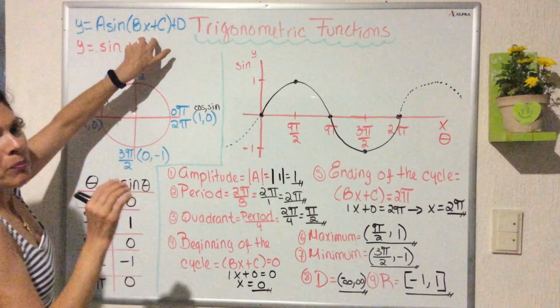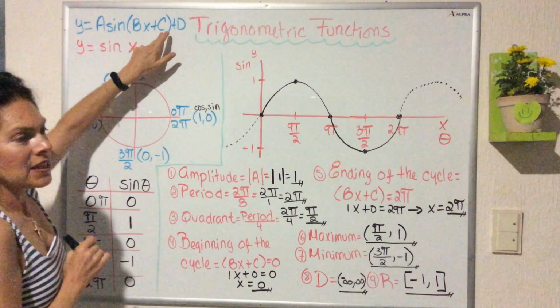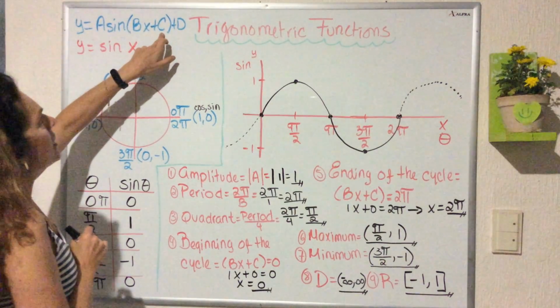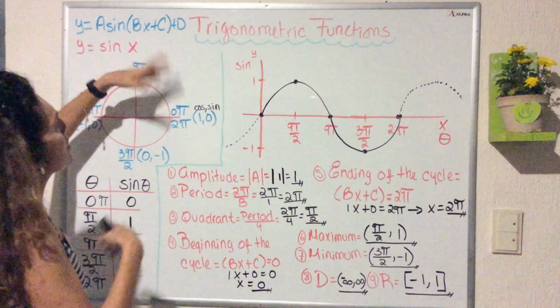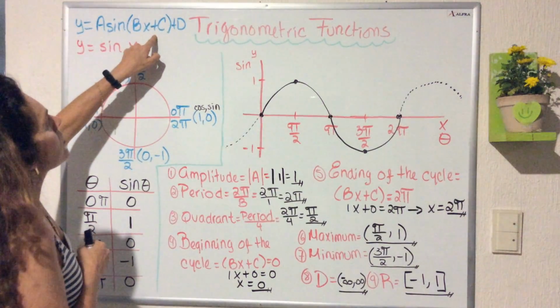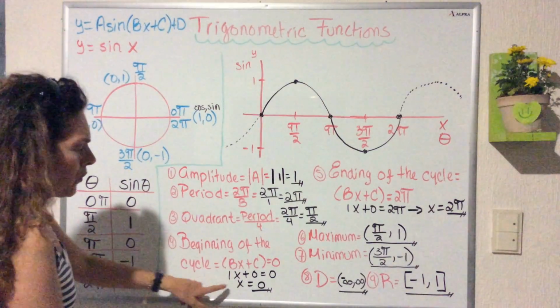Bx plus c, what is inside the parentheses? And let me tell you that c is given in pi terms. So here you are going to have, for example, 3x plus pi, okay? So you go back and then you solve for x.